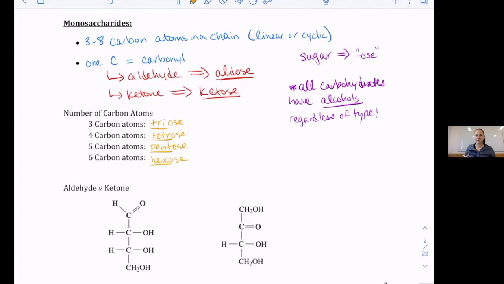Then we also have our classification based off of whether it has an aldehyde or a ketone. For example, here we have an aldehyde, so that means it's an aldose. And then over here, you see we have our ketone. It can't be on the very end anymore. It has to be one carbon in, where it's always going to be. And that is named a ketose, or classified as a ketose.